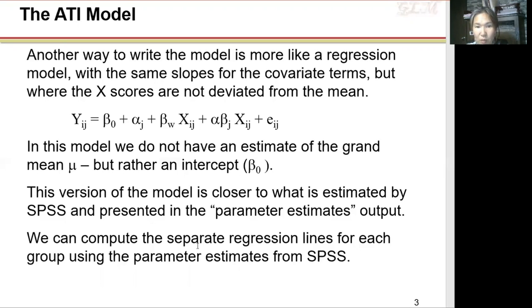We can compute the separate regression lines for each group using the parameter estimates from SPSS. So if you have multiple groups, based upon the parameter estimates output, you can make two different equations for two groups, right?